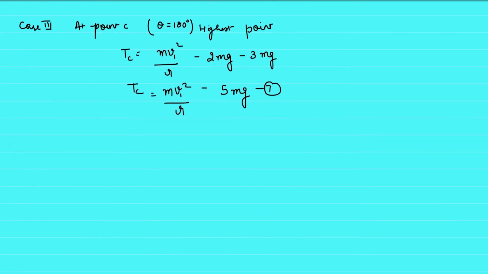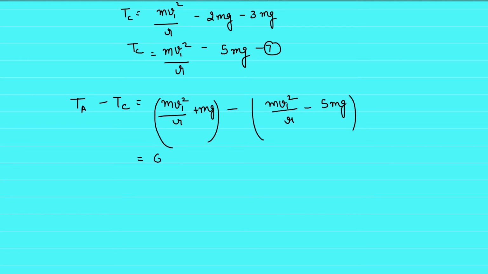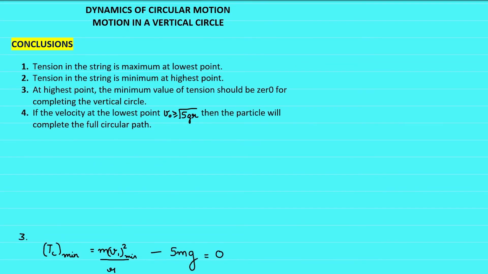Now if you want to calculate the difference in the tension at the highest and lowest point, we can do that. So the change in tension in the string of the particle as it goes from point A to point C, the difference comes out to be 6mg. So what can we conclude from this particular topic? Number 1, the tension in the string is maximum at the lowest point and the tension in the string is minimum at the highest point.